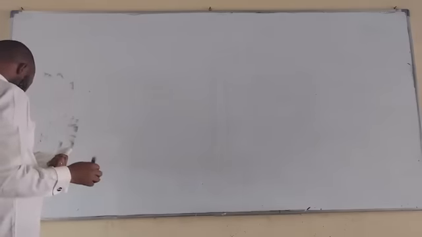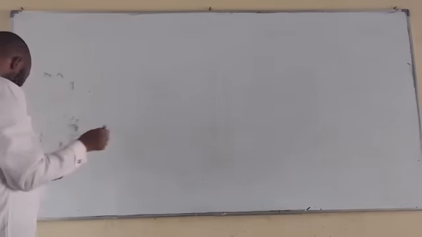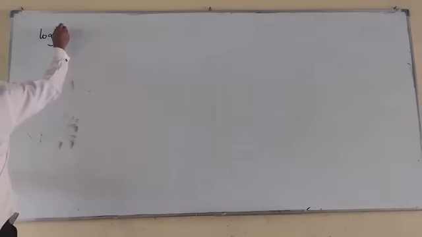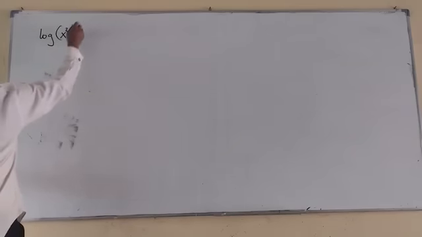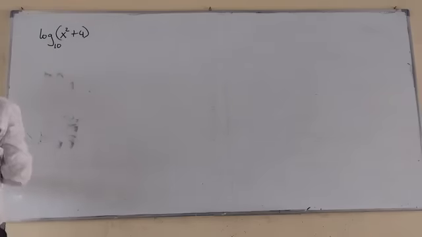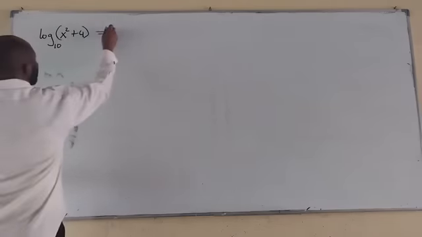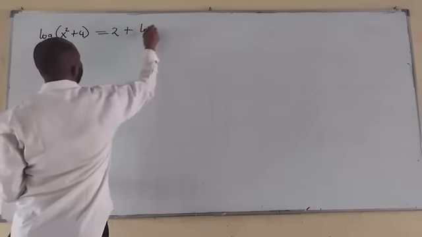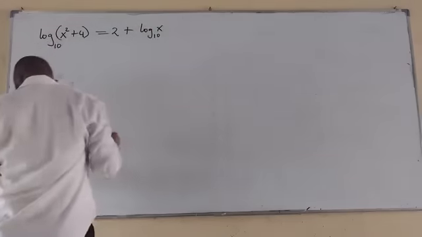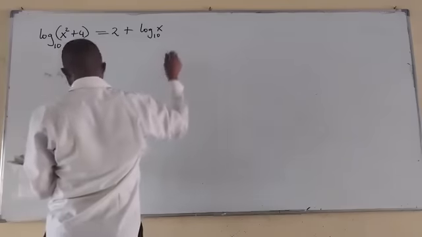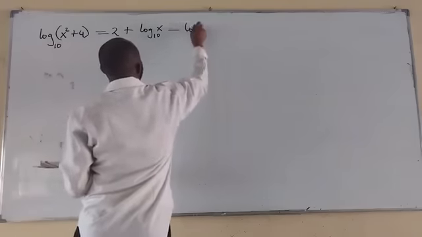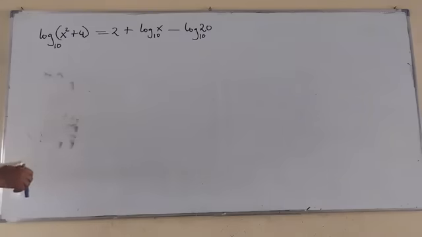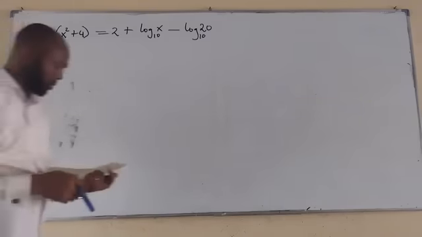Alright, evaluate without using tables. Log of x squared plus 4 in base 10 is equal to 2 plus log x in base 10 minus log 20 in base 10. Okay, just want to be sure we're correct.